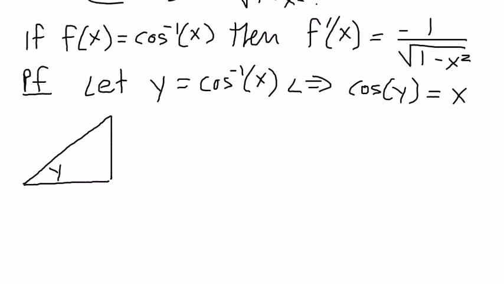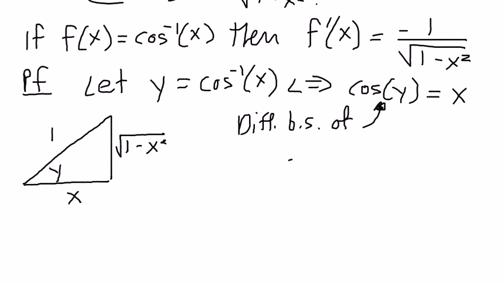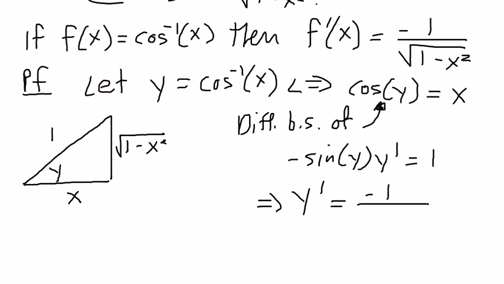if cosine of y is the angle, is x, then that means the adjacent is x, the hypotenuse is 1, which means that the opposite side is 1 minus x squared to the 1/2 power. If we differentiate both sides of this equation, we'll have negative sine of y times y prime is equal to 1, which means y prime is minus 1 over sine of y.